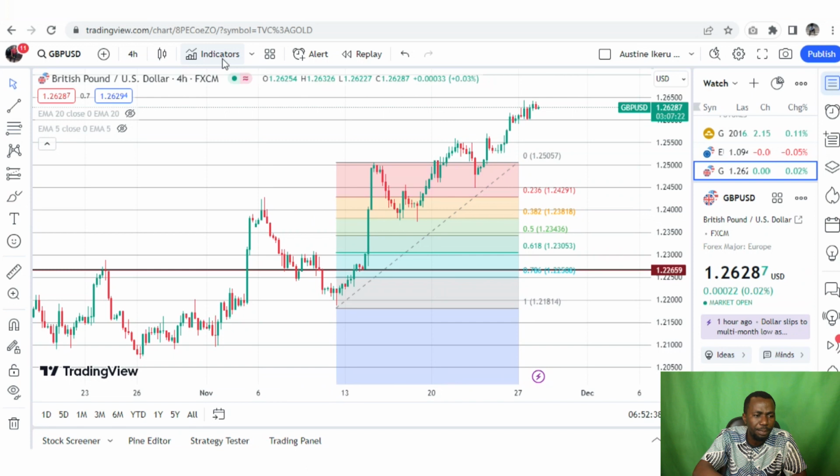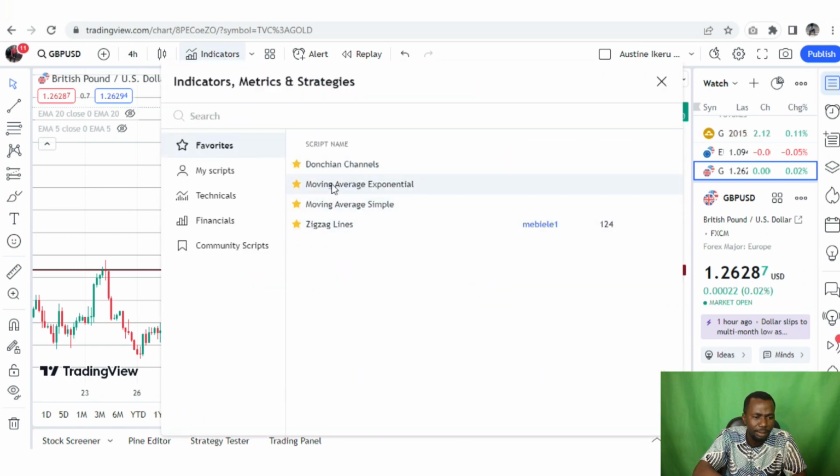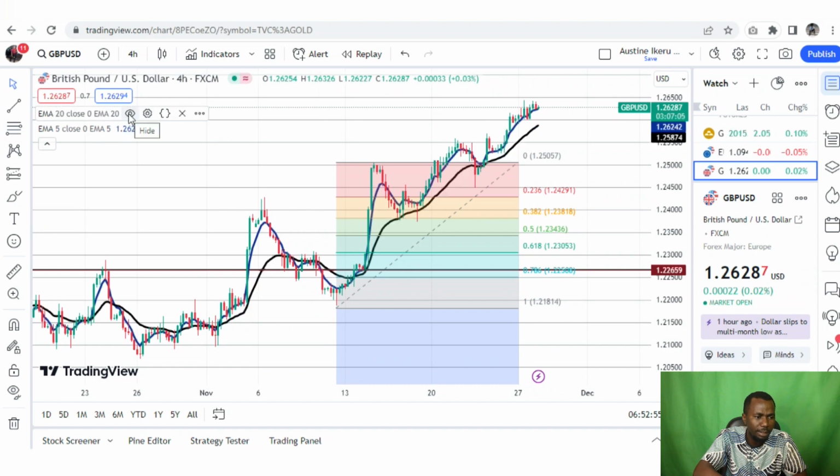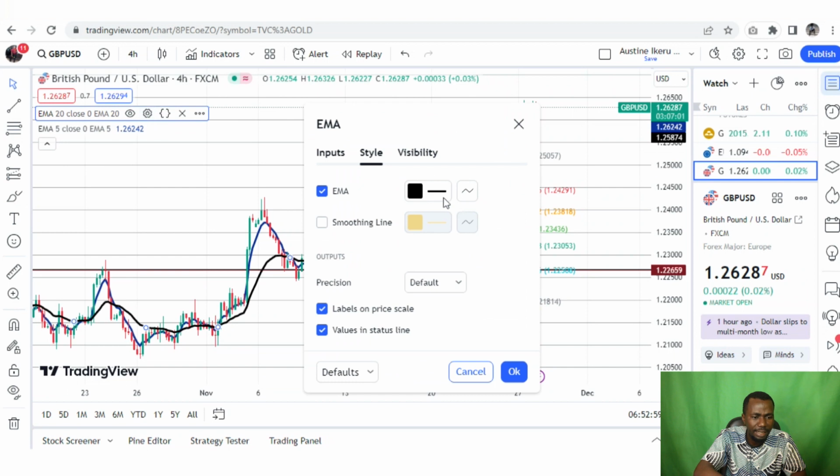To do that, you simply go to indicator, you look for moving average exponential and double click it so that it will come out 2 times, right? You click it once, click it 2 times, right? Then it will come out. Then you go and set it up. For the fact I already have it, I'll just unlock it for you to see it, right? Now you go to settings and set it up.